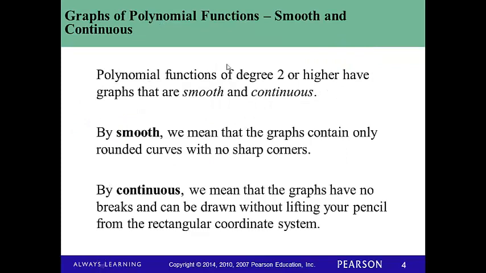Alright, so polynomial functions of degree 2 or higher have graphs that are smooth and continuous. By smooth, we mean that the graph contains only round curves with no sharp corners. By continuous, we mean that the graphs have no breaks and can be drawn without lifting your finger from the rectangular coordinate system.